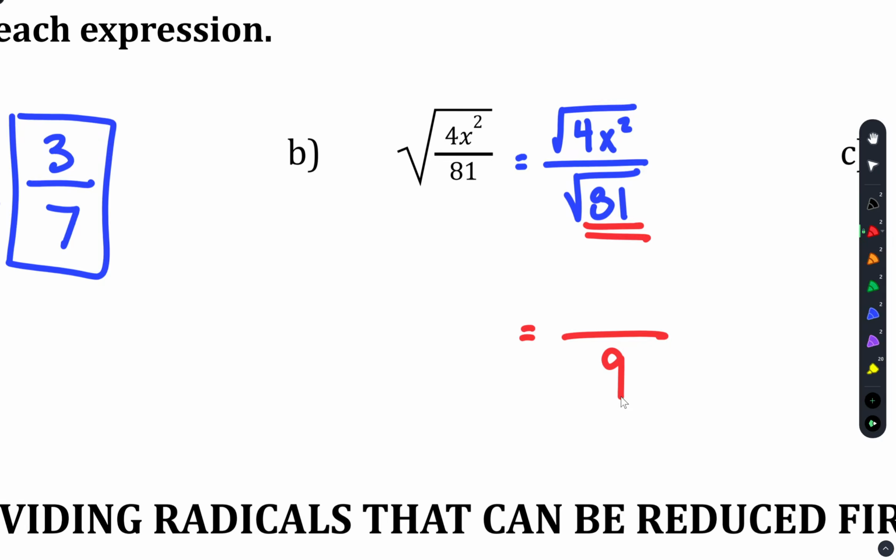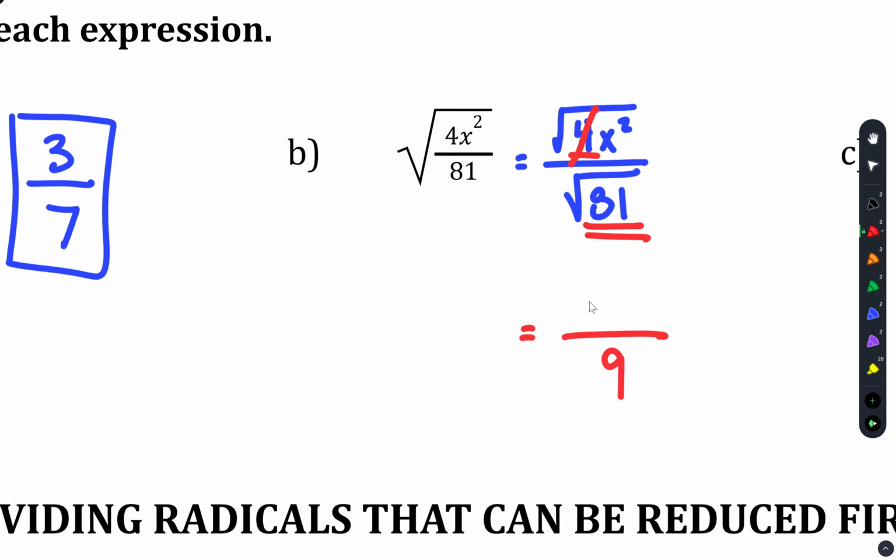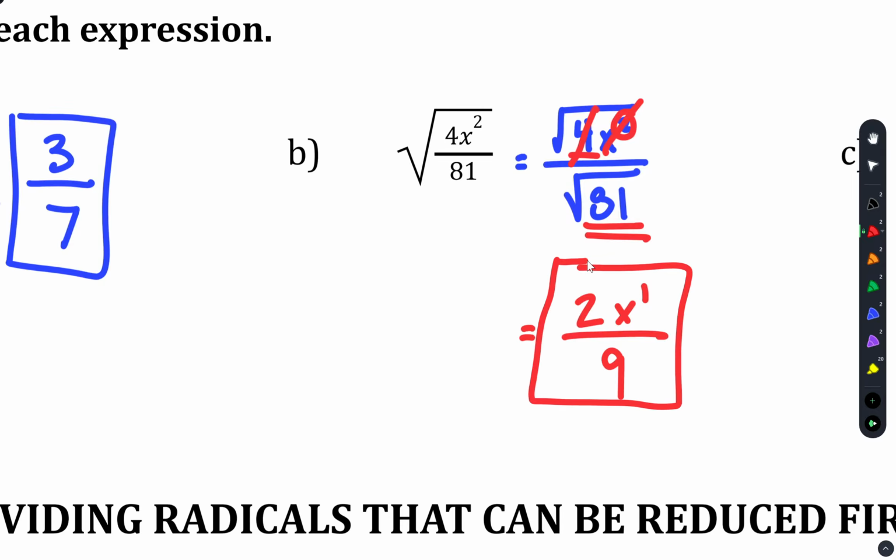What about the top? 4x squared. 4 is a perfect square. 4 can become a 2 on the outside. And then what about x squared? What's our rule for variables with exponents? James? We're going to take that even numbered exponent. We're going to divide it by 2. X to the second divided by 2 is x to the first. It goes to the outside. There should be no radical left. Good? This is simplified. It meets all of my criteria.